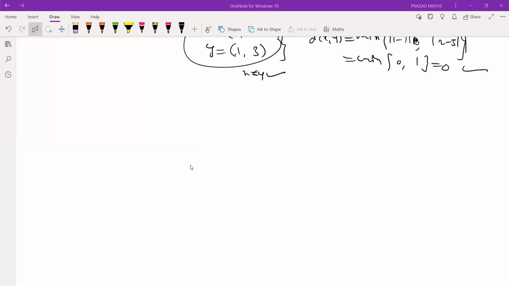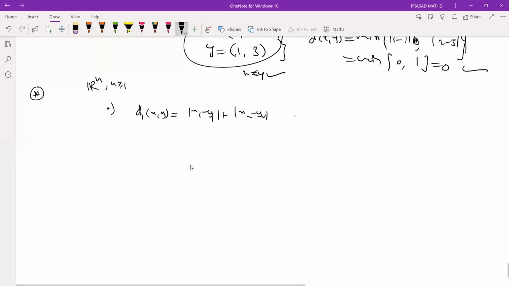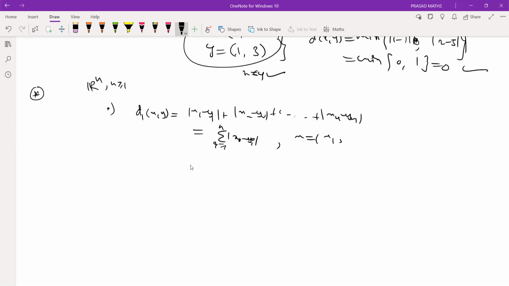So I can extend this idea, in general, to n-dimensional vector space, where n is bigger than or equal to 1. The first example is my L1 metric, mod of x1 minus y1 plus mod of x2 minus y2. Already I told you this is always a metric. N-dimensional means it cannot stop at 2. It goes on up to mod of xn minus yn. That is the same as the summation for i equals 1 to n of mod of xi minus yi, whenever x is (x1, x2, ..., xn) and y is (y1, y2, ..., yn), which are in R to the power n. Clearly it is a metric. This is a standard metric, and I don't want to prove it.